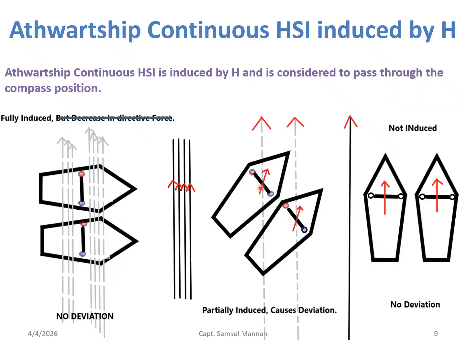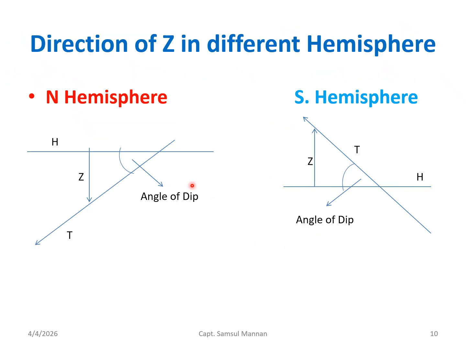However, when the vessel heading changes to 045 degrees, that time it will be partially induced, and this partially induced athwartship HSI will have a red pole on that side and a blue pole on that side. That red pole will deflect the compass needle and it will have some deviation, and when the vessel course is 000 degrees or 180 degrees, it will not have any kind of deviation at all, right?